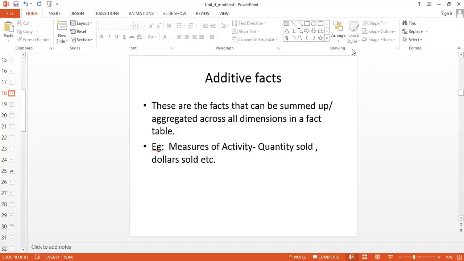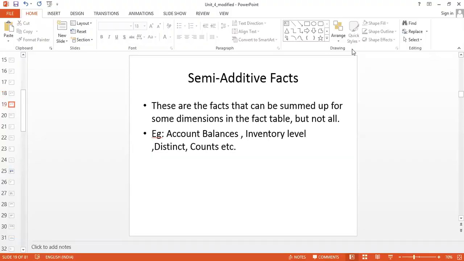The next that we have here is semi-additive facts. These are the facts that can be summed up for some dimensions in the fact table, but not all. It means you can add these facts for certain dimensions, but you cannot add them for all the dimensions.